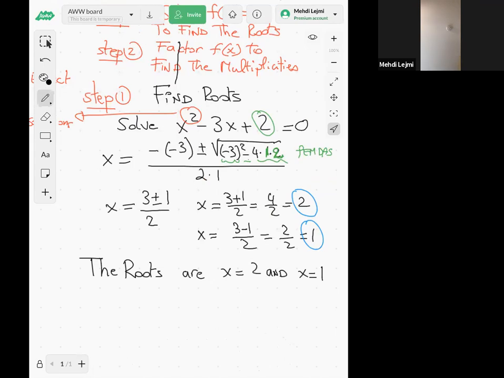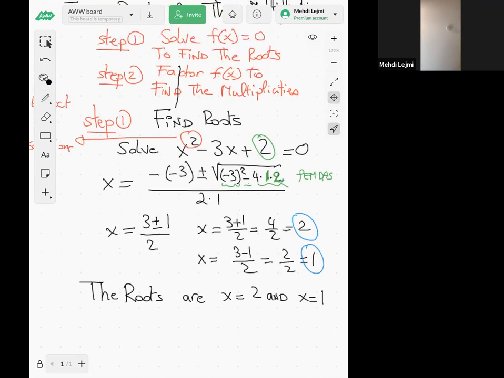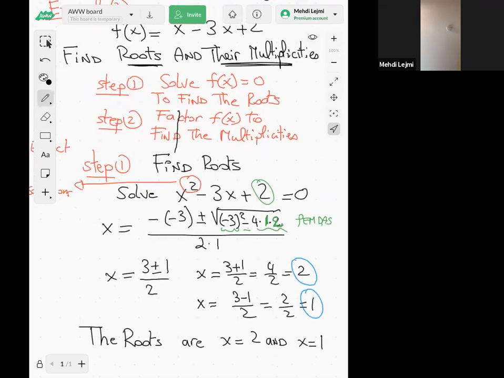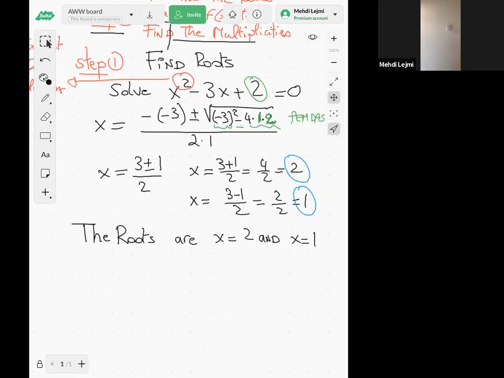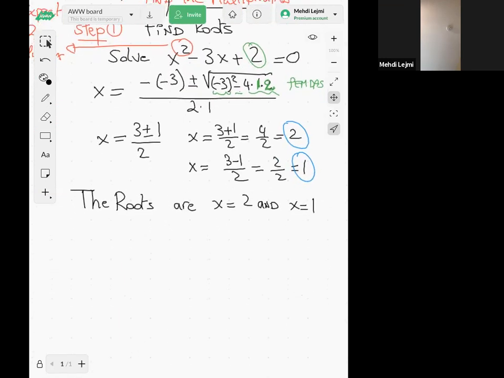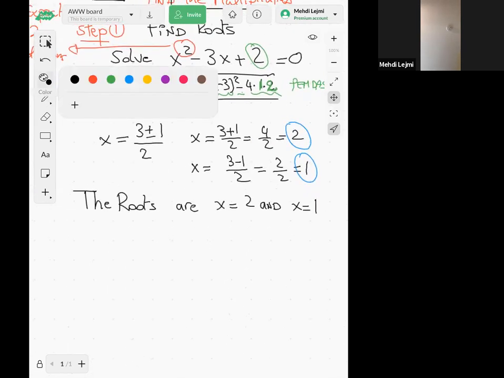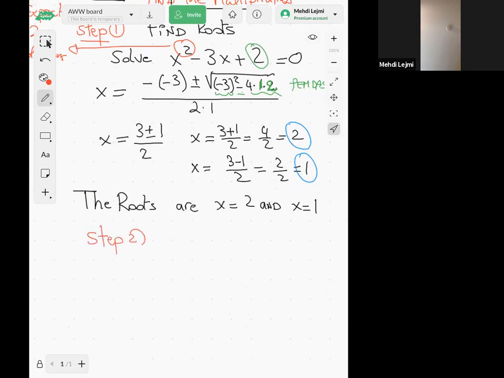Now, guys, we need to find the roots, and then we need to find the multiplicities, right? We said find the roots and their multiplicities. So second step, we need to factor f of x to find the multiplicities, right? So how do we factor f of x? Well, you don't have to think about it, because once you have the solutions, it's very easy to factor. So step 2, now we have to find the multiplicities.